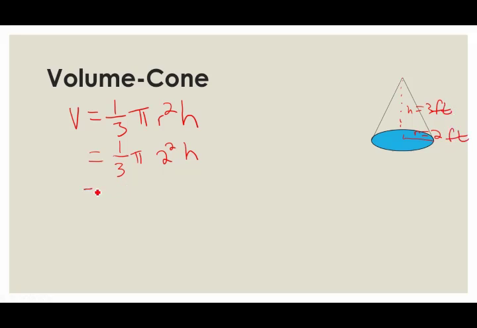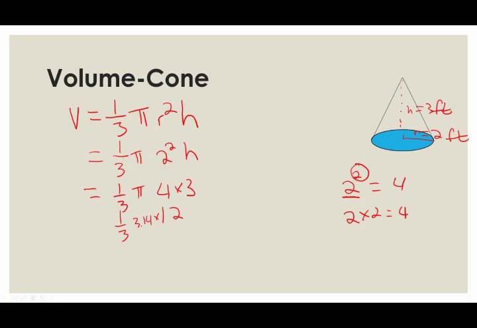So we have 1/3 pi, and let's do 2 squared over here. 2 squared is just saying we have this number 2 multiplied 2 times. So 2 times 2 is 4. So 2 squared is 4. We have that here. And our height is 3 feet. So 4 times 3 is 12. We have 1/3 times 3.14 times 12.